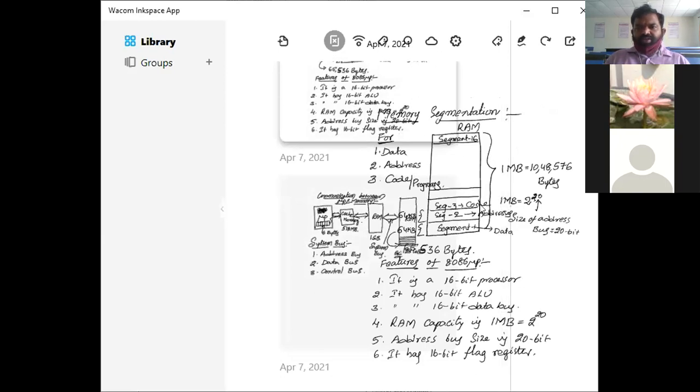So this memory is divided into 16 segments. Each segment is 64 KB in size. It is used to store the data, and also to store the addresses, and also the opcode. Three things.